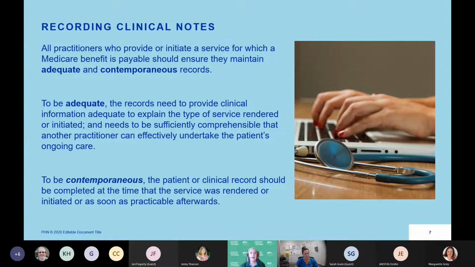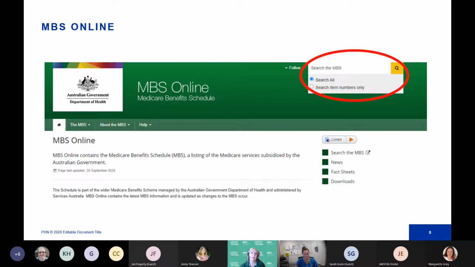So with MBS Online, when determining appropriate MBS items to bill, you should refer to the relevant MBS item descriptor and explanatory notes available on the MBS on the Department of Health website. This is just a screenshot of how to actually look up something on the MBS. You would put something in, like your item number, in the little search bar at the top.